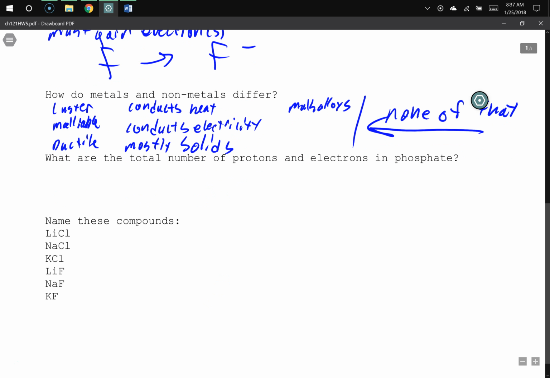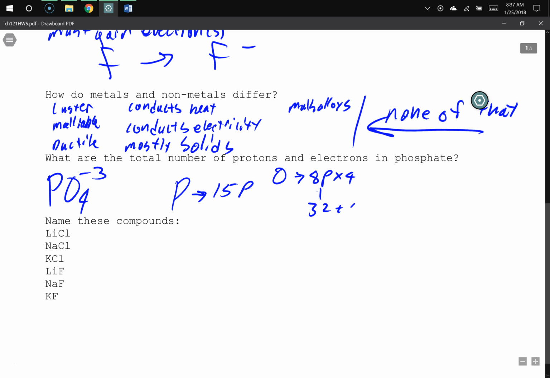Total number of protons and electrons in a phosphate. So what's the formula for phosphate? PO4 -3. Okay, so phosphorus has how many protons? 15 protons. And an oxygen? 8 protons times 4. All right, so there's 32 and then 15 added to that, so that's 47 protons. These 5 atoms have 47 protons.